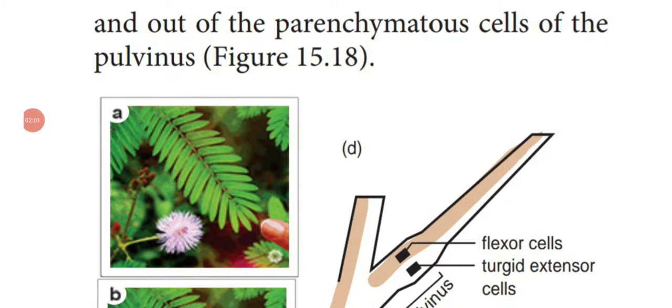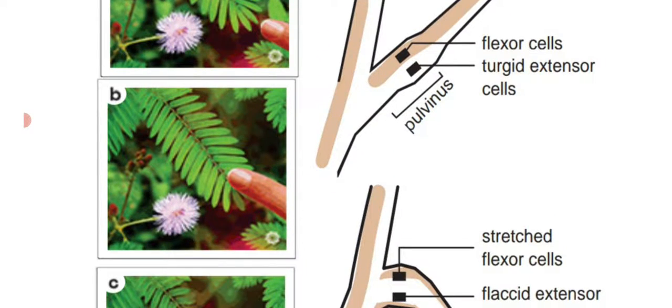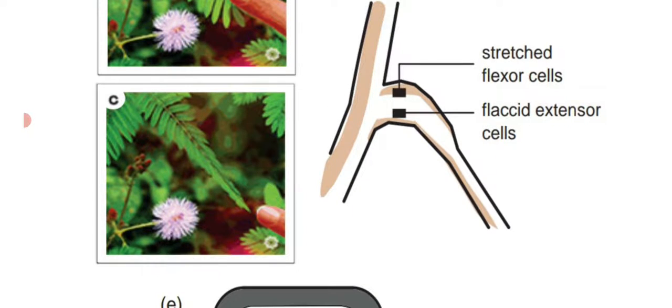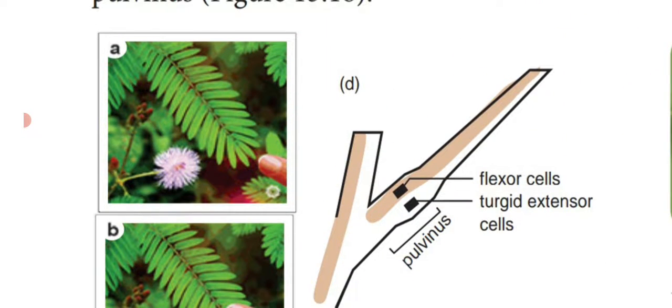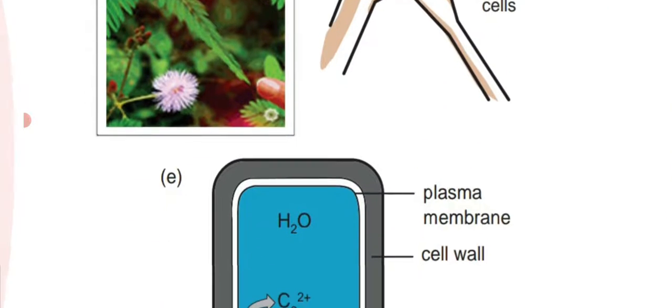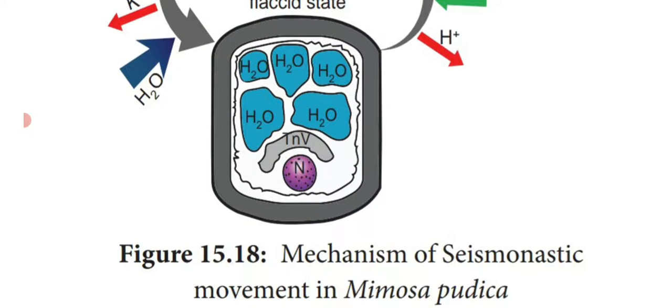So this closing of the leaves takes place due to the movement of water in and out of the parenchyma cells of the pulvinus. Pulvinus means the bulged portion at the base of the compound leaf. So the water movement in the pulvinus causes seismonastic movement. See the diagram which is showing the seismonastic movement in Mimosa pudica.